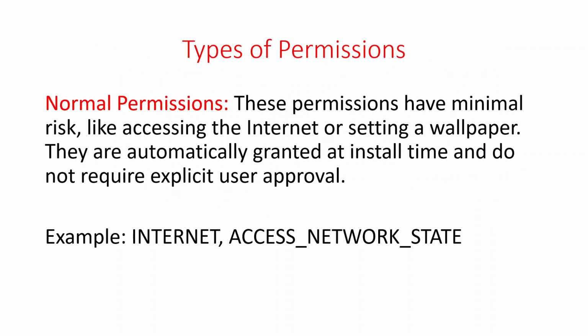Okay, so what are the types of permission? The first permission is the normal permission. These permissions have minimal risk, like accessing the internet or setting a wallpaper. They are automatically granted at install time and do not require explicit user approval. Example, here: internet access, network state. These are normal permissions, as they do not require explicit user approval.